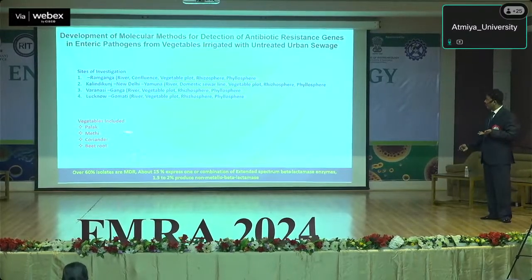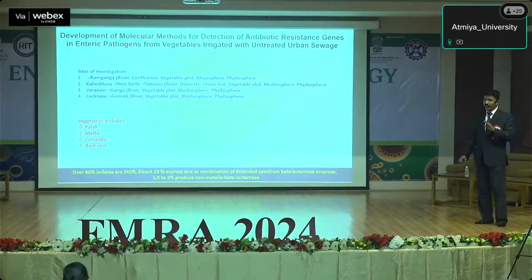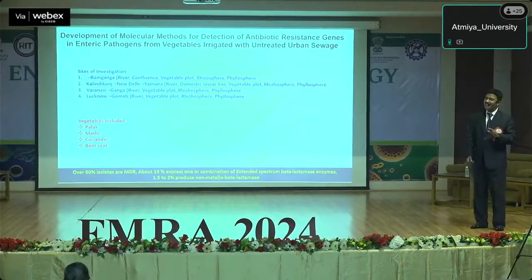And then we chose 4 varieties: palak, methi, coriander and beetroot. Very simple, we all eat them. And the summary to tell, I'm being very diplomatic while reporting the resistance: 60% are MDR.